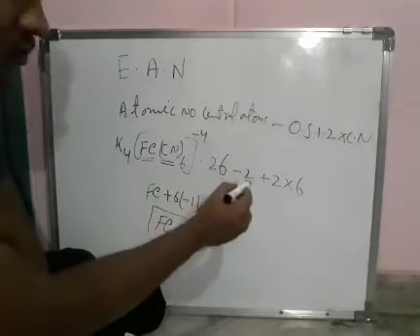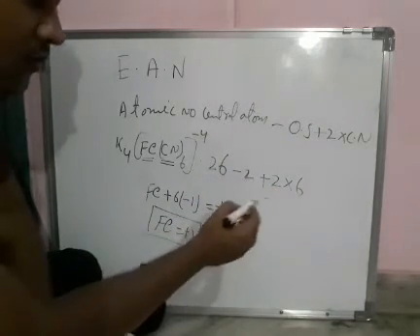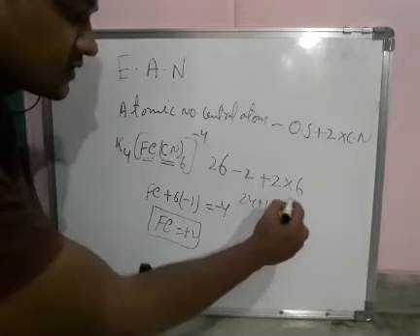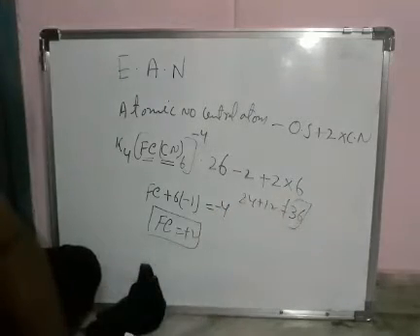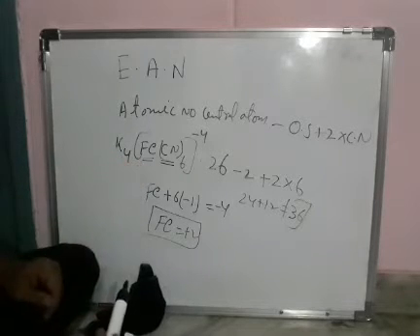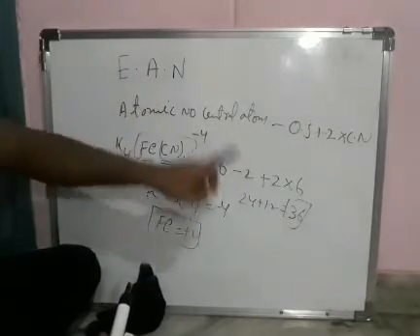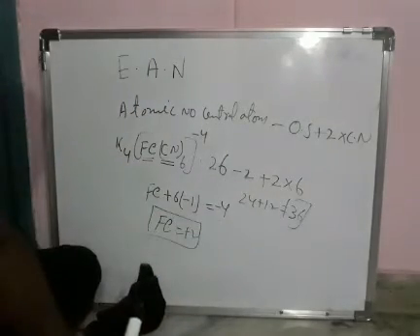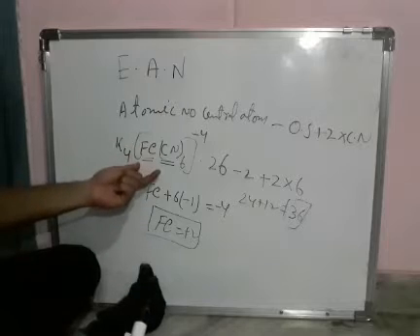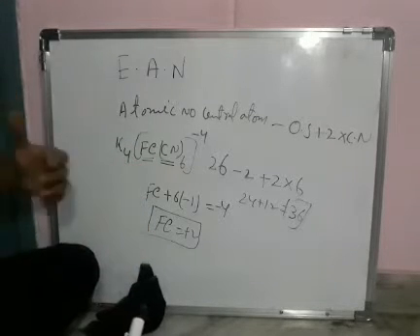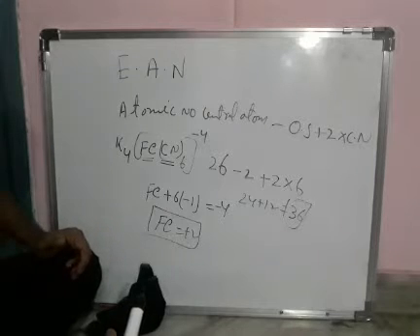So 26 minus 2 plus 2 into 6, which is 12. So it will be 24 plus 12, so it is 36. It is equal to the krypton atomic number, so it is more stable. Because the effective atomic number is equal to the krypton atomic number, the stability of the molecule can be predicted. Like that, the effective atomic number is used to predict the stability of the molecule.